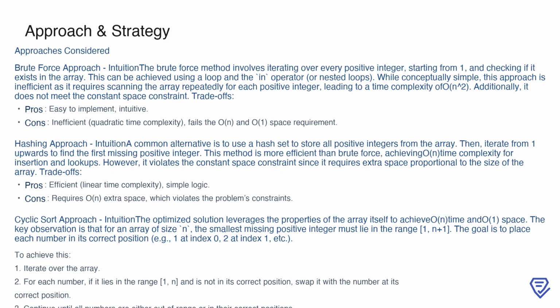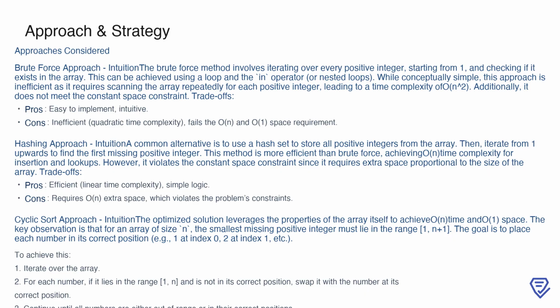When approaching this problem, we first consider a few potential solutions. The brute force approach is the simplest to understand. Here, we check every positive integer starting from 1 to see if it exists in the array. This involves iterating through the array repeatedly, which makes it conceptually straightforward but computationally expensive, resulting in a time complexity of O(n squared). It also fails to meet the constant space constraint, as we're not optimizing for memory usage. While it's easy to implement, its inefficiency makes it unsuitable for this problem.